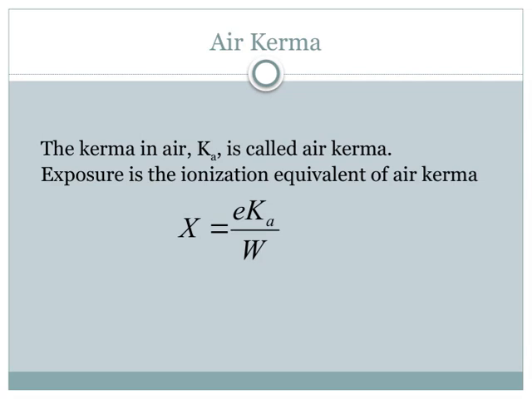Today, I want to talk about the concept of air KERMA, which is also known as Ka. The KERMA in air, Ka, is essentially the amount of energy transferred from ionizing radiation to air per unit mass. It's a fundamental measurement because it helps us understand how much energy is being deposited in the air by radiation. Now, an important point to remember is that exposure, which you might be familiar with, is actually the ionization equivalent of air kerma. In other words, exposure measures how much ionization occurs in the air caused by the radiation, and this is directly related to the air kerma.